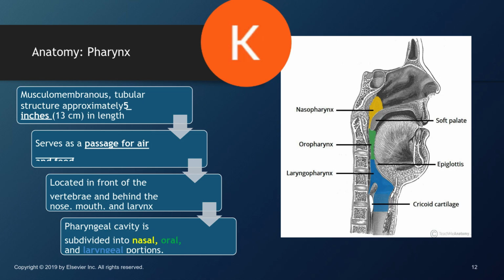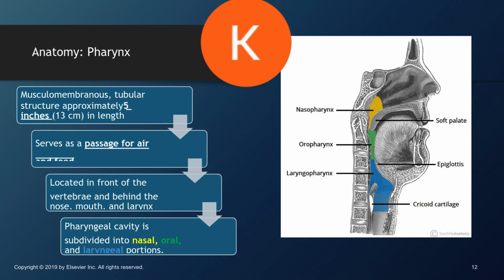Anatomy of the pharynx. The musculo-membranous tubular structure, approximately 5 inches or 13 centimeters in length. It serves as a passage for air and food. It's located in front of the vertebrae and behind the nose, mouth, and larynx. The pharyngeal cavity is subdivided into nasal, oral, and laryngeal portions.